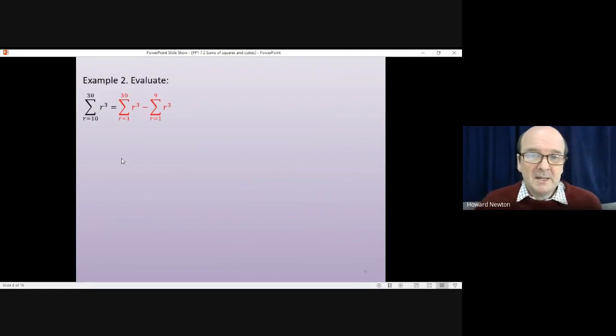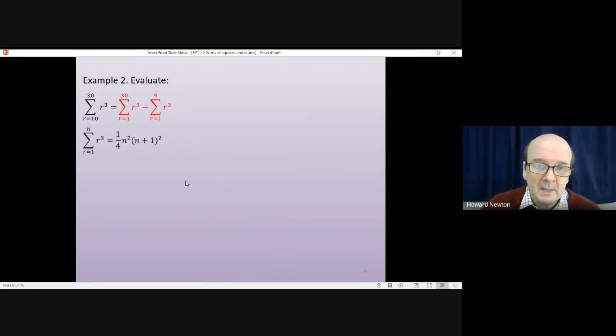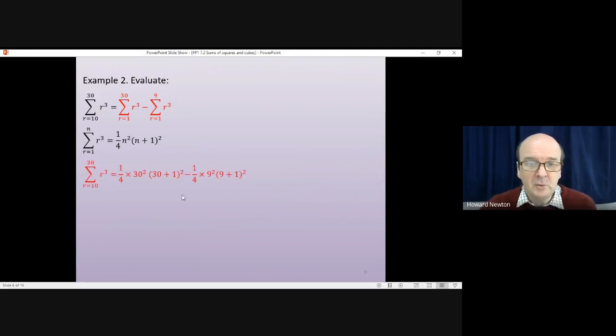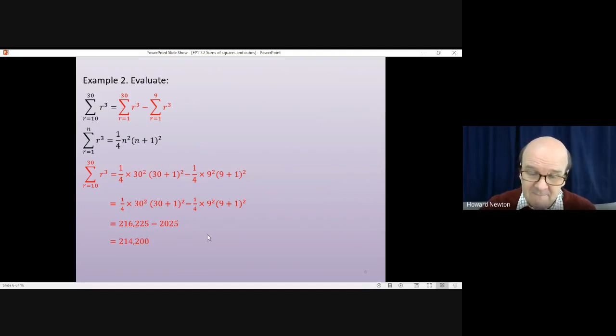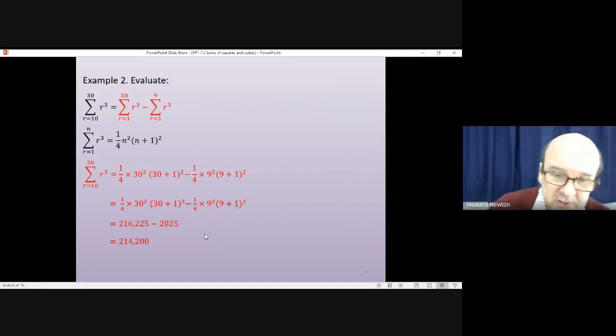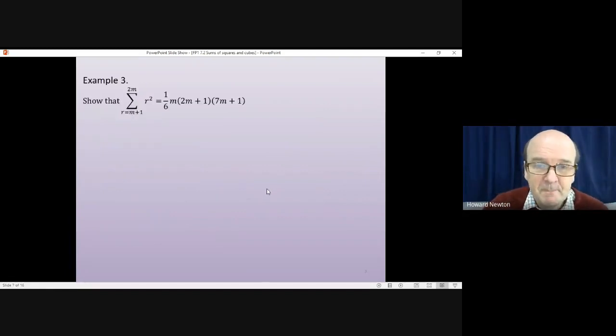Okay. So first of all, splitting it into 2 parts, you'll find all 30 terms and then take away the first 9 terms because we don't want them. And then that's the formula we're going to use. And all we do is use it twice. So first of all, we substitute 30 into the formula, and then we substitute 9 into the formula. And from then on, it is just calculator work. It's the same line again. And then after you put it into the calculator, you should get that. And then finally, for the answer, you should get 214,200.